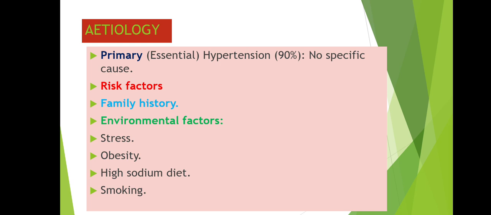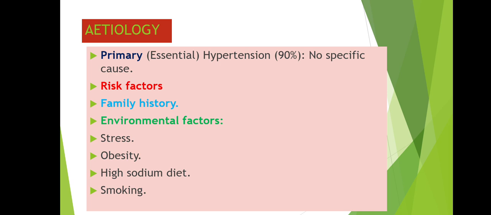The first one we're going to say is primary hypertension. This is also known as essential hypertension, and it is the most common one. It affects about 90% of people. This particular hypertension has no specific cause. It is just associated with risk factors, for example, family history.